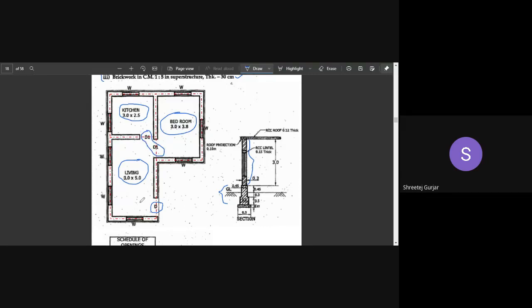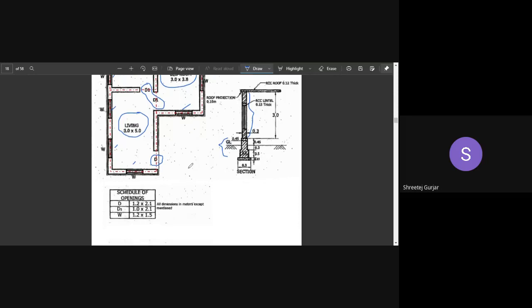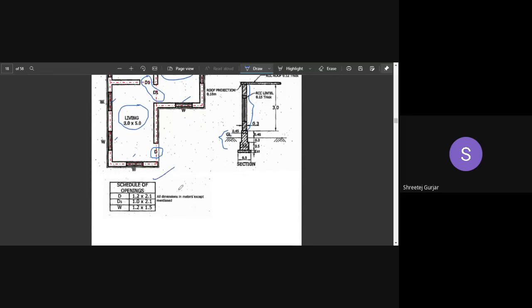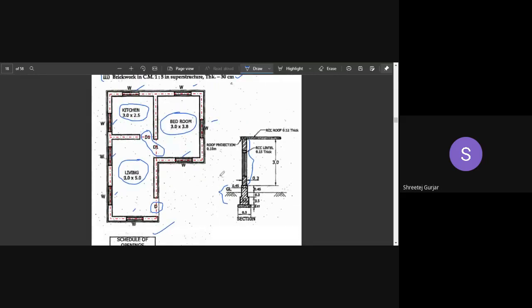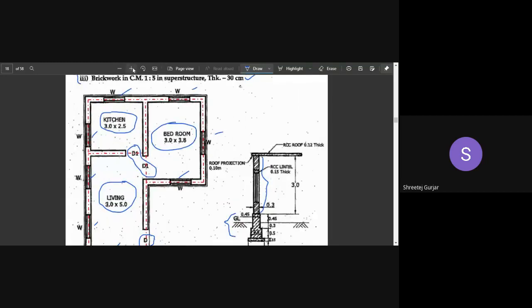Let us just count how many windows we have. So we have 1, 2, 3, 4, 5, 6, 7, and 8, and all of these windows are similar. So they are represented as capital W. So this is the schedule of openings which will be given to you, and along with this we have our cross section which is shown over here.